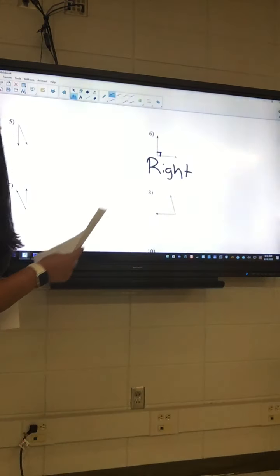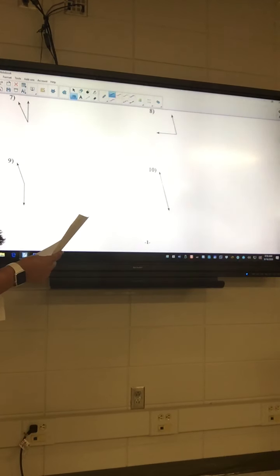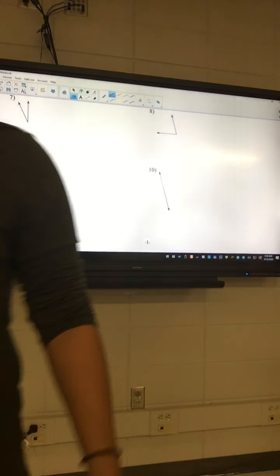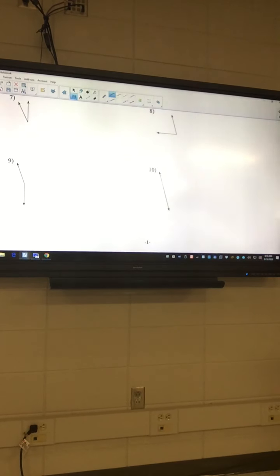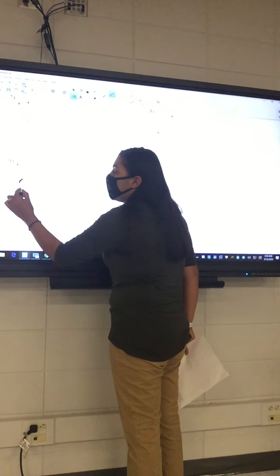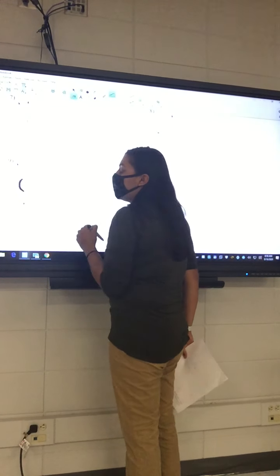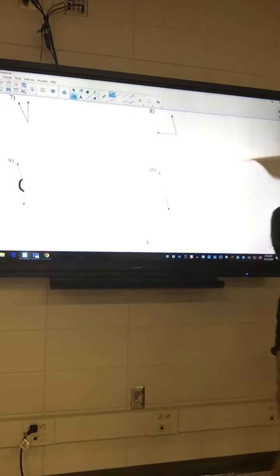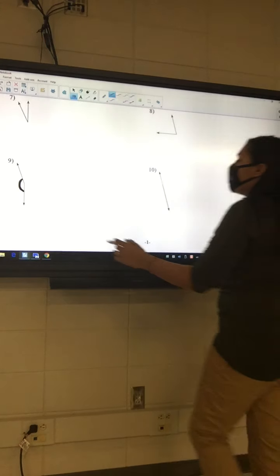Okay, what about 9? Probably going to be a straight angle. What about 9? What does 9 look like? It's obtuse. It's not a cute little bitty angle, and this is the part that we're looking at. So sometimes it's hard to tell if you're looking at the interior or exterior, and it's always going to be the interior. So number 9 is obtuse.